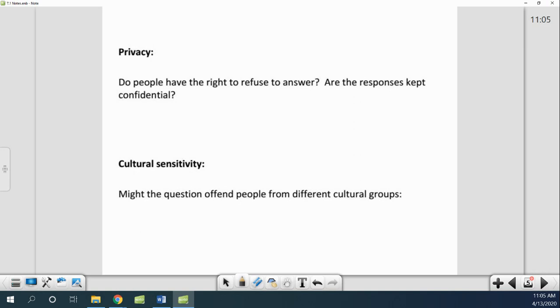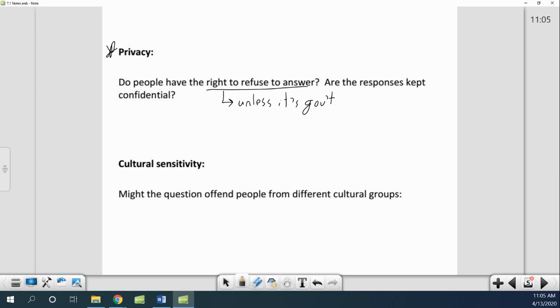Another thing that can affect your results is privacy. Do people have the right to refuse to answer, and are their responses kept confidential? Now, right to refuse to answer, almost always the answer will be yes, they have the right to refuse. The only time you don't would be if it's government sponsored.